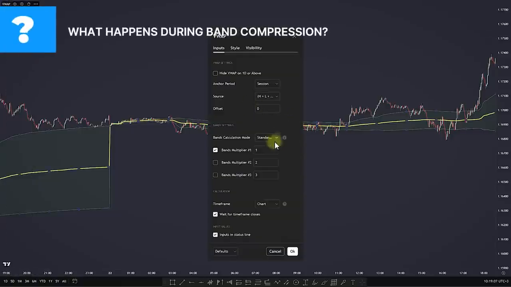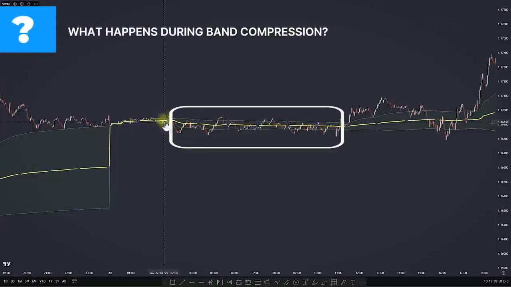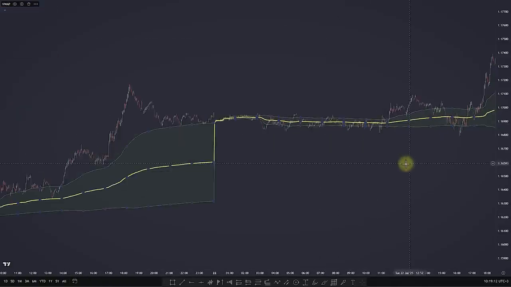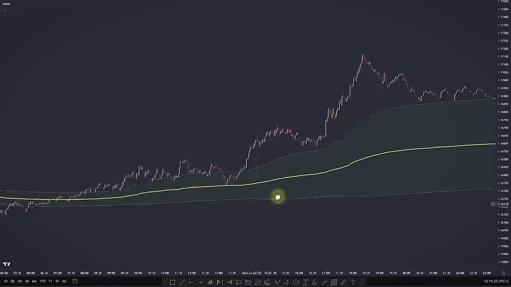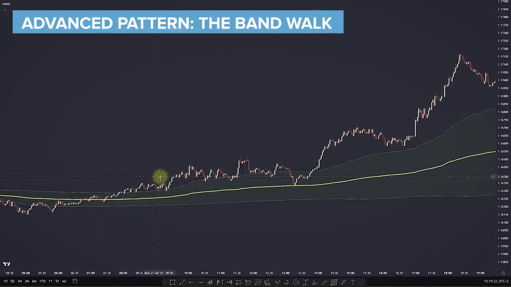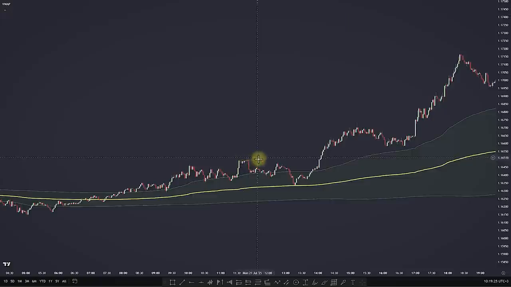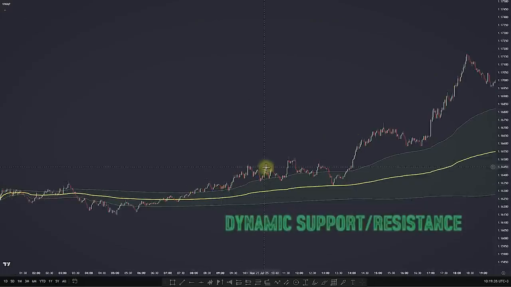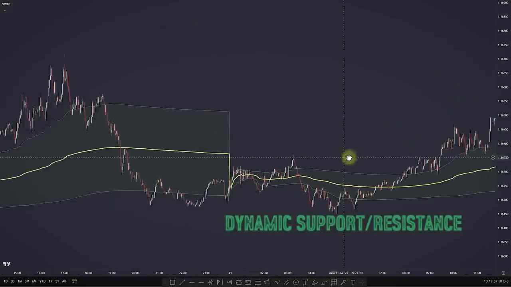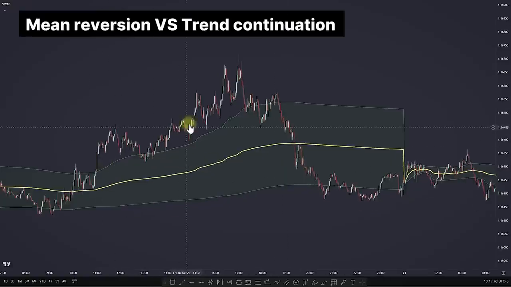Check this out. When the bands squeeze together, volatility is contracting. This compression almost always leads to explosive moves. The tighter the squeeze, the bigger the eventual expansion. Here's a pattern that makes money consistently: the band walk. In strong trends, price will ride along the +1 or -1 band. It doesn't return to VWAP. Instead, it uses the band as dynamic support or resistance.